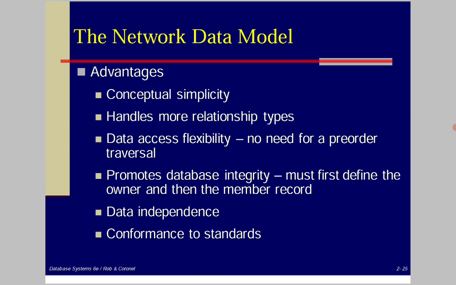So the network model advantages. What are the advantages? Conceptual simplicity means it is easy to understand. It handles more relationship types. Generally in the network model, not only 1:m but more complicated relationships are easily created. Data access flexibility means no need for a pre-order traversal. It promotes database integrity, data independence, and conformance to standards. So it follows some international rules, regulations and standards.